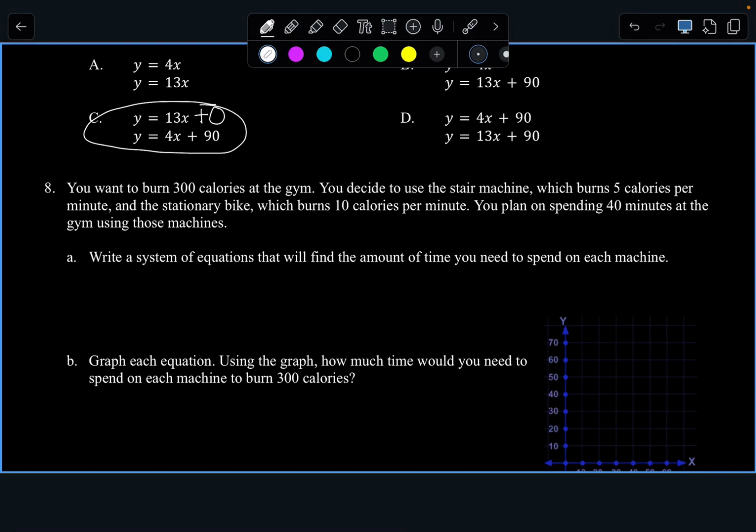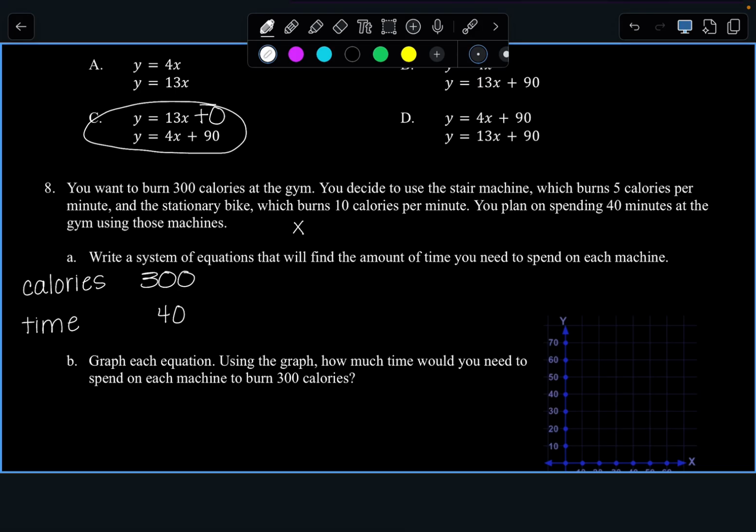What are the two total things that we're given? What are the two things that we definitely know? You want to burn 300 calories. Good. We want to burn 300 calories. And then the time, we know we want to spend 40 minutes there.